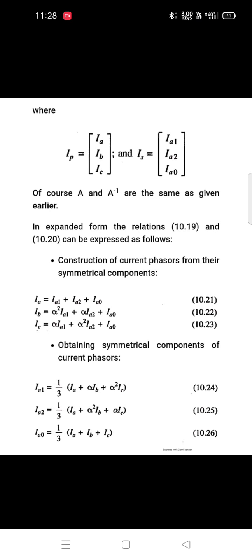Good morning, students. We already saw the relation between the voltage or current ABC of the unbalanced system and the three phase symmetrical components, and how we can transform from ABC to 0, 1, 2 or 0, 1, 2 to ABC. So these are the formulas.